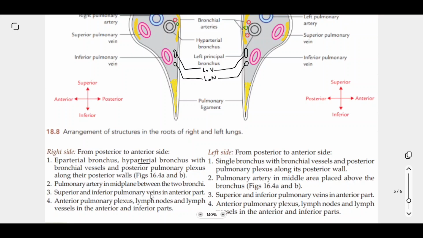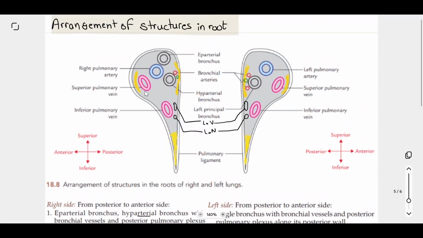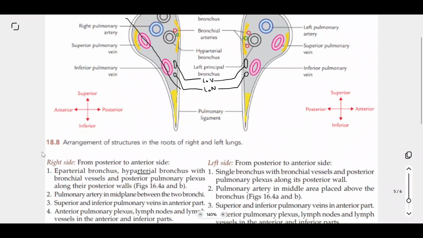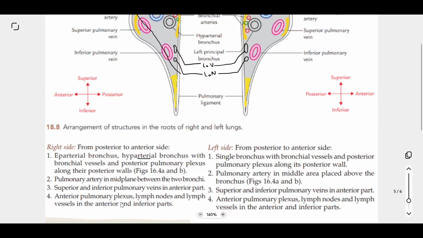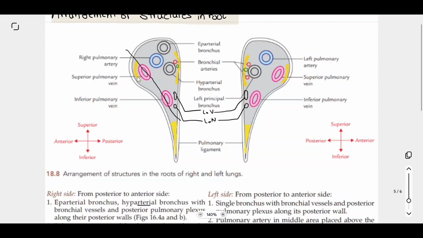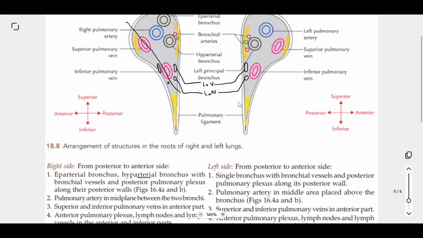Superior and inferior pulmonary veins are in the anterior part. This is the superior and inferior pulmonary vein in the anterior part. And lastly, I have the anterior pulmonary plexus, lymph nodes and lymph vessels in the anterior-most part. So we are done with the arrangement of structures on the right side.